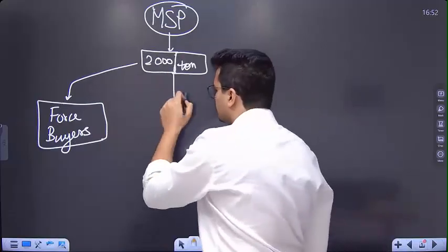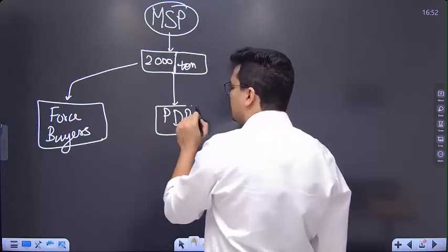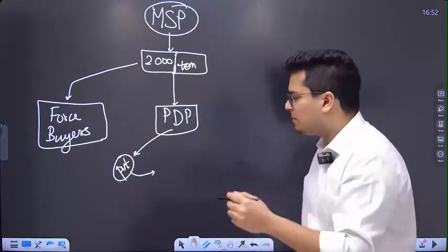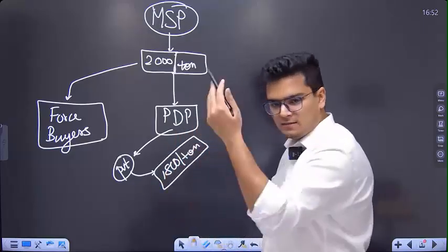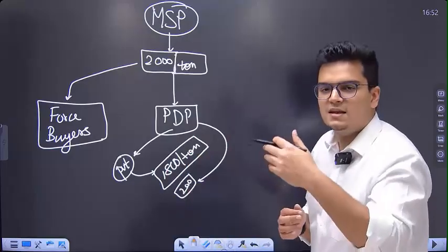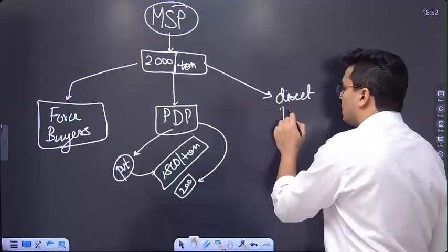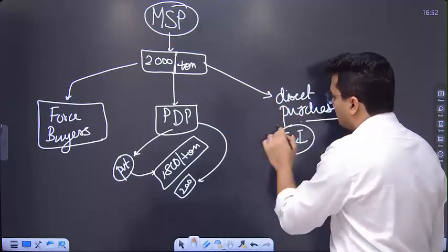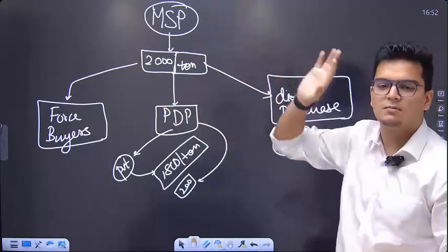Second method is that you can say that I will do price deficiency payment. You can sell to a private buyer, not a problem. You sell to a private buyer at 1800 rupees per ton. You give me this receipt and I will pay you the extra 200 rupees. So I will do price deficiency payment. Third option is I can do direct purchase, that come and sell to the government itself. Come and sell to the Food Corporation of India. We are doing a direct purchase. These are the three methods of actually implementing minimum support price.